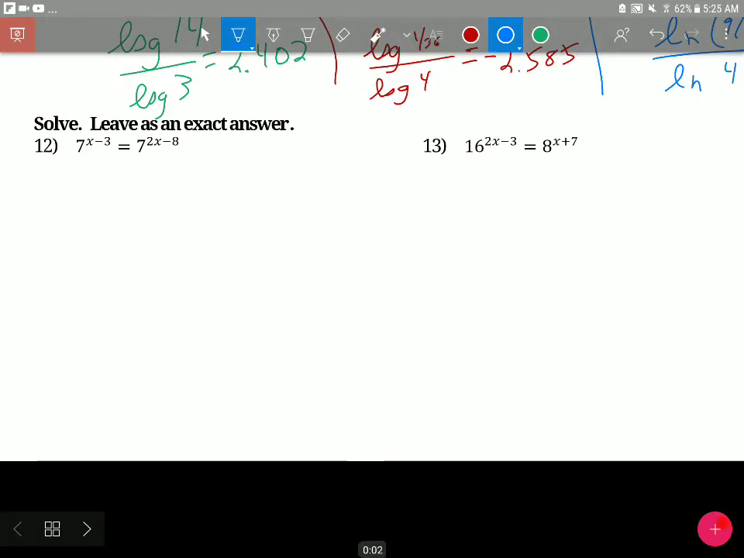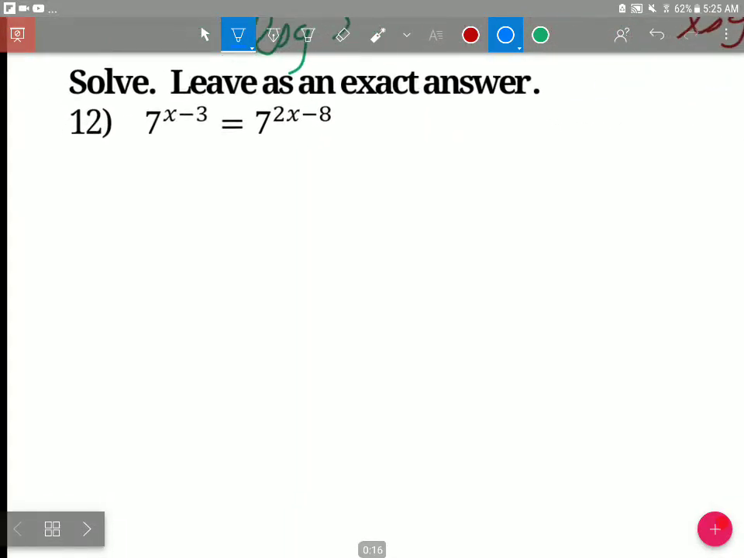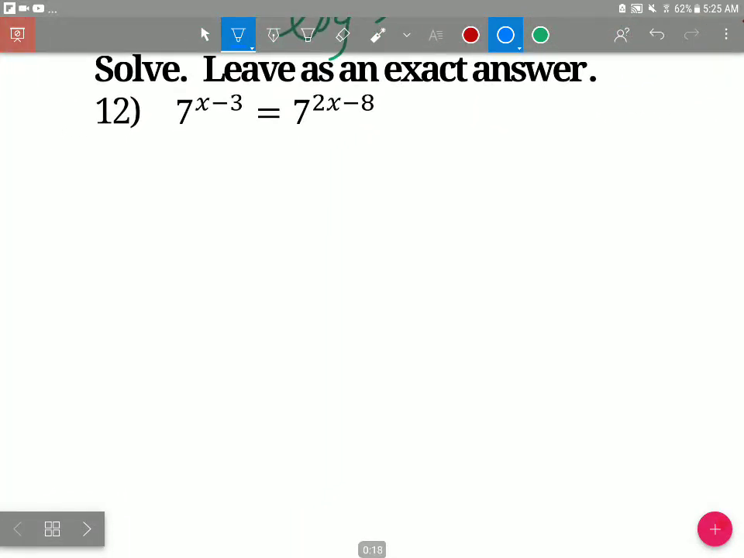Alright, let's start solving. First things first, for both logs and for exponentials, if you have the same base on both sides, or you have the same log, like everything has this base, or everything has this base log, remember we can cancel it out. So like number 12, we've got 7s. So we can just go yoink, x minus 3 equals 2x minus 8.